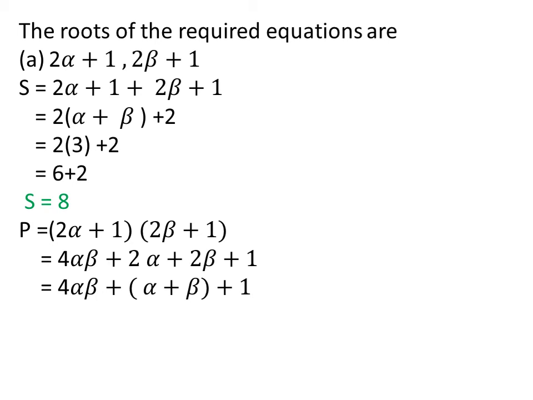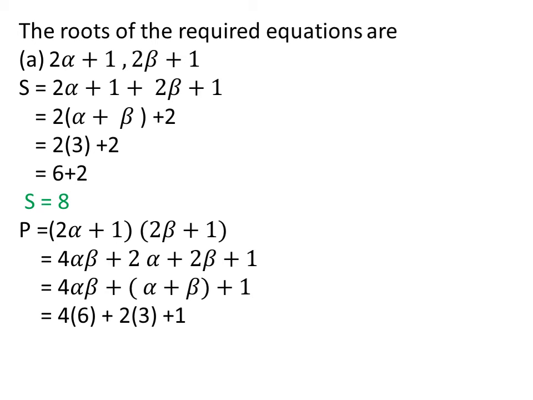We will write 4 alpha beta as it is, and from these second two terms we have to take 2 common, and in the bracket we are left with the terms alpha plus beta. After this we will write plus 1 as it is. Here we have to put the values of alpha beta and alpha plus beta, which we have obtained.